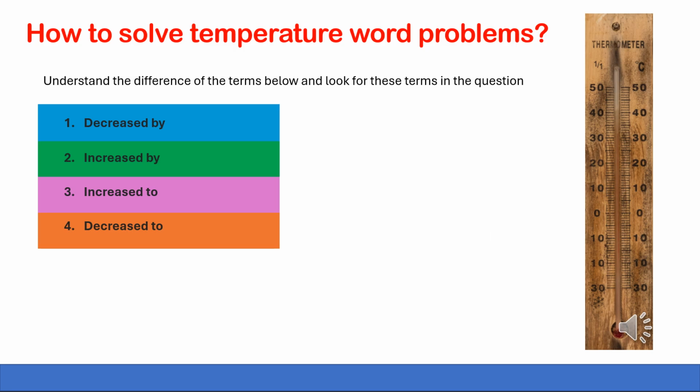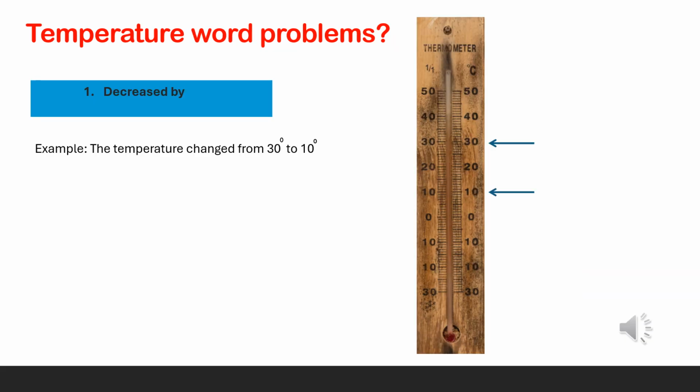In order to solve temperature word problems easily, you need to be aware of 4 key terms, and knowing the difference between them is important. These 4 terms are decreased by, increased by, increased to, and decreased to. Let's start with the first key term, decreased by. Let's look at the following example.